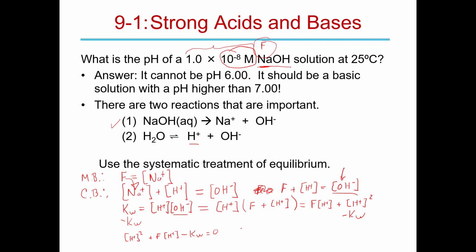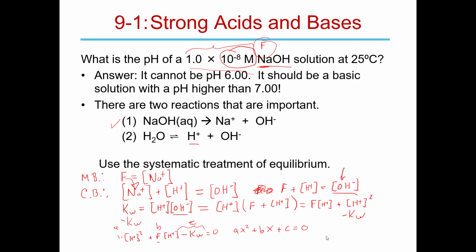And if you stare at this equation, you might notice that it has this kind of familiar form. Some constant A times x squared plus some constant B, in this case that happens to be F, right? We know what that is, that's this number up here, times x, if we're letting x be the H plus ion concentration, plus C equals 0. So C is another constant, and in this case, our C is just minus Kw. And so our B is F, and our A would be 1, because 1 is multiplying H plus squared here. And so you'll recognize this. This is the quadratic equation.